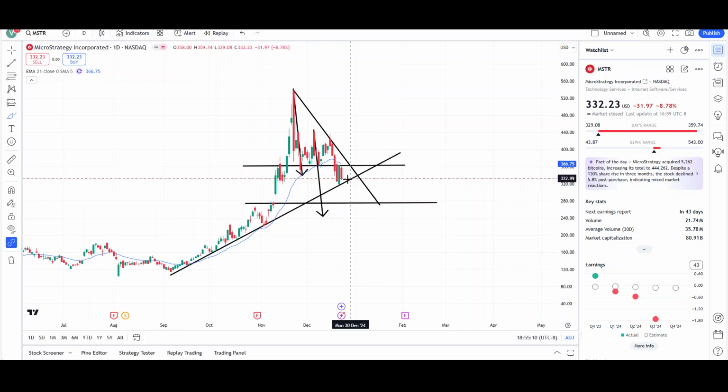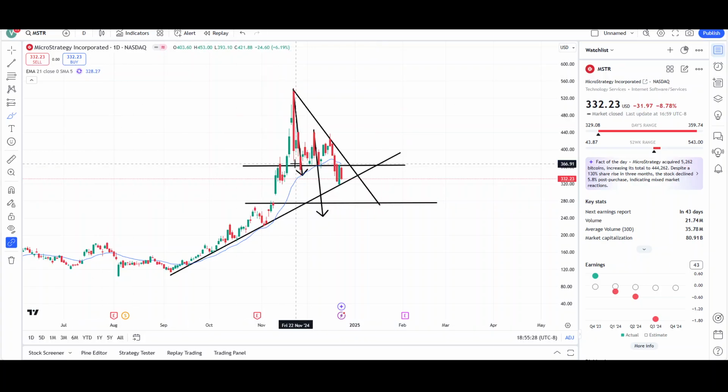I mean, it's not the end of the world, but you want to see continued aggressive buying and price pulling back, finding support, and then continuing from there. So this would be the bullish case, but it doesn't look likely as of right now. It looks like price is still in this pullback. I don't think December is going to be a bullish month for MicroStrategy.